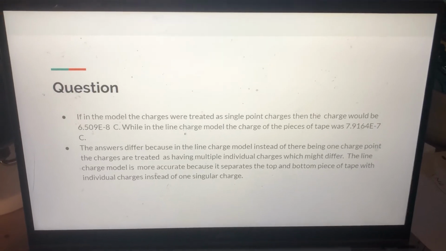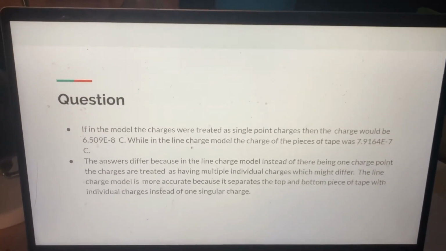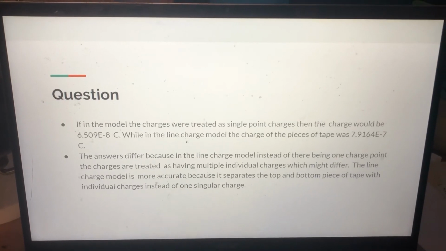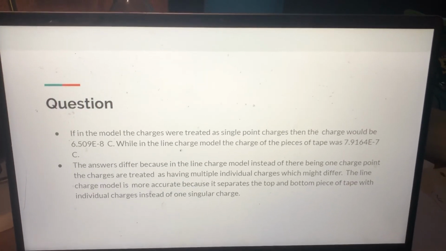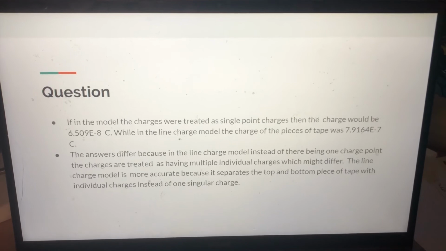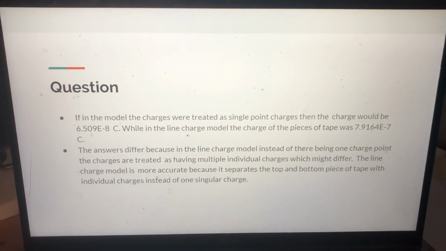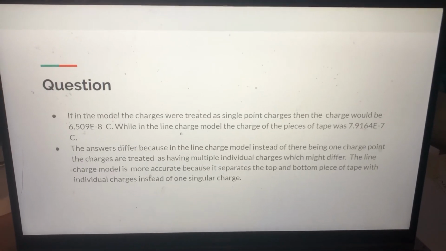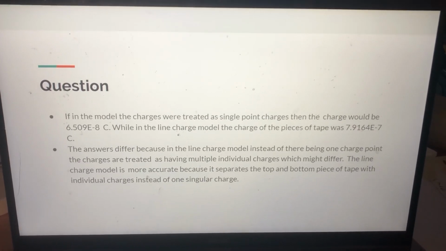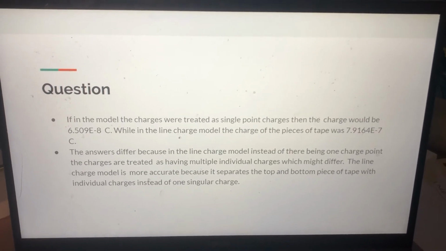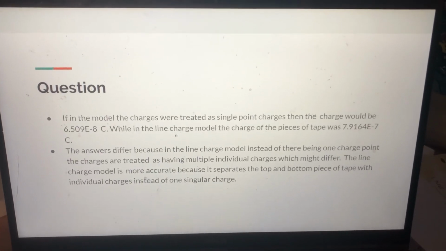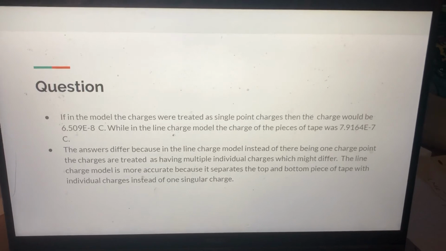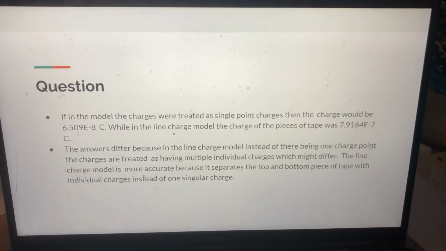So the question was, if in the model the charges were treated as a single point charge, then the charge would be 6.509 times 10 to the negative 8 coulombs, which was different from the charged line model, which was 7.9164 times 10 to the negative 7 coulombs.